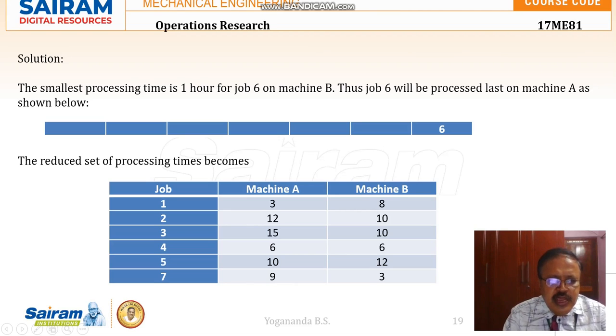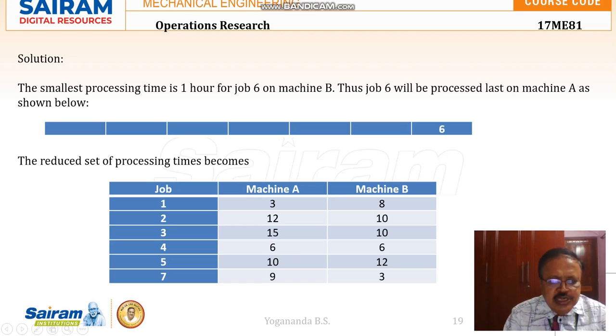In the next iteration, we are eliminating job number 6 because its position is fixed now. So we are left with 1, 2, 3, 4, 5 and 7. Now we'll see the next minimum processing time. That is 3 here.